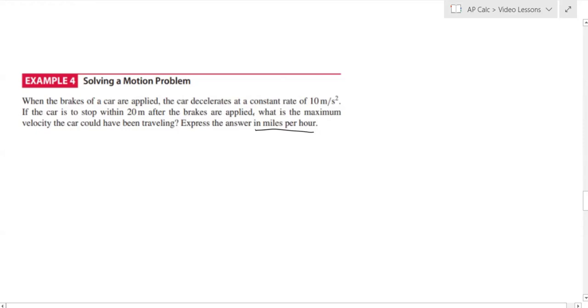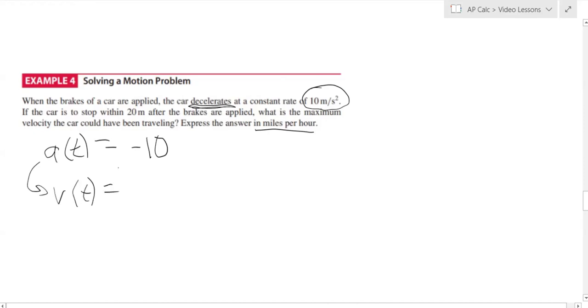Now, we know the acceleration is 10 meters per second squared, but be careful here because it says it's decelerating. So our acceleration function is negative 10. That means that the velocity function, okay, it's negative 10 because it's decelerating. The acceleration should be negative in that case. So the velocity is going to be negative 10t plus c.